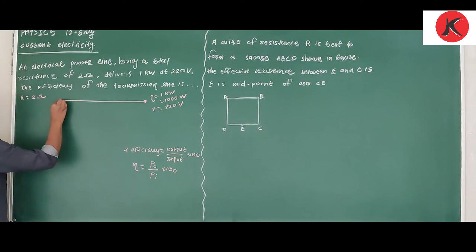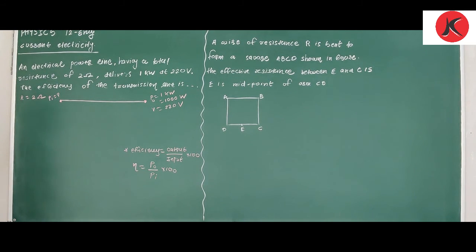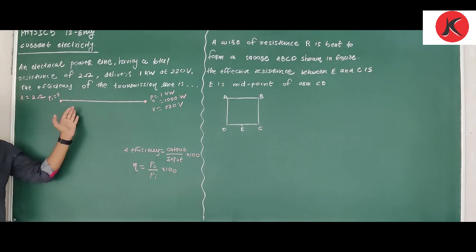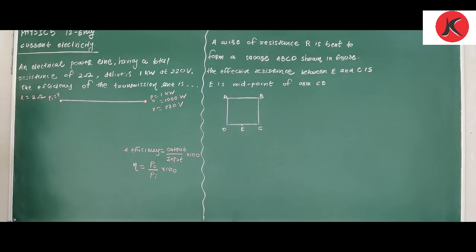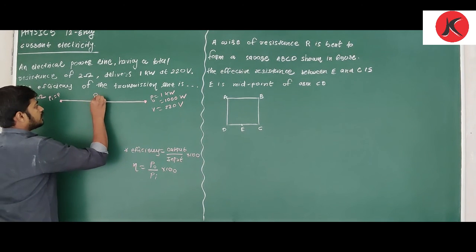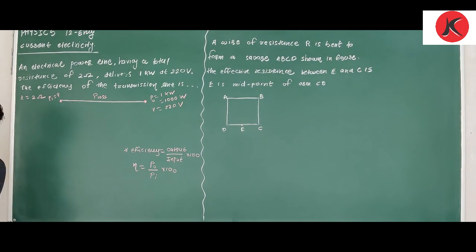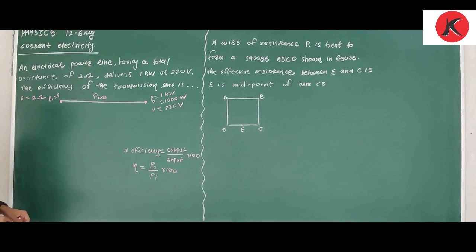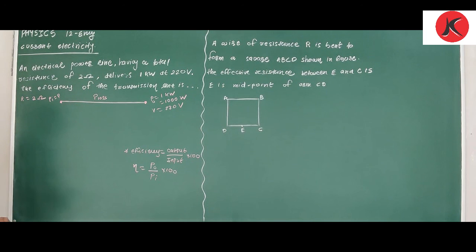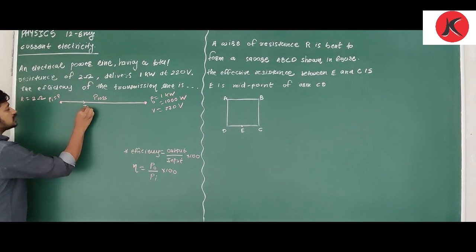What power is supplied from here? How to find that supplied power? In a transmission line, due to resistance, there is loss of some power. So the input power is the power loss during transmission plus the output power. Clear about this? So how to find this PI? First of all, we have to find the power loss. To find the power loss, we have to find the current flowing through the transmission line.